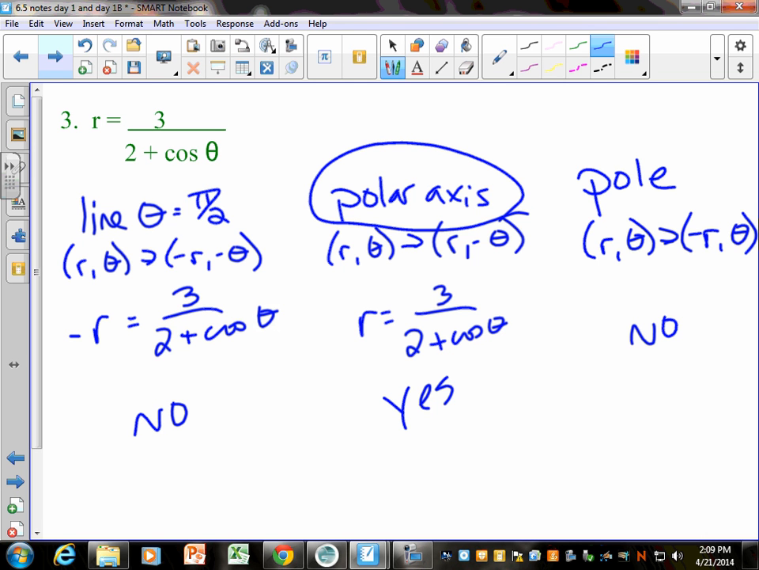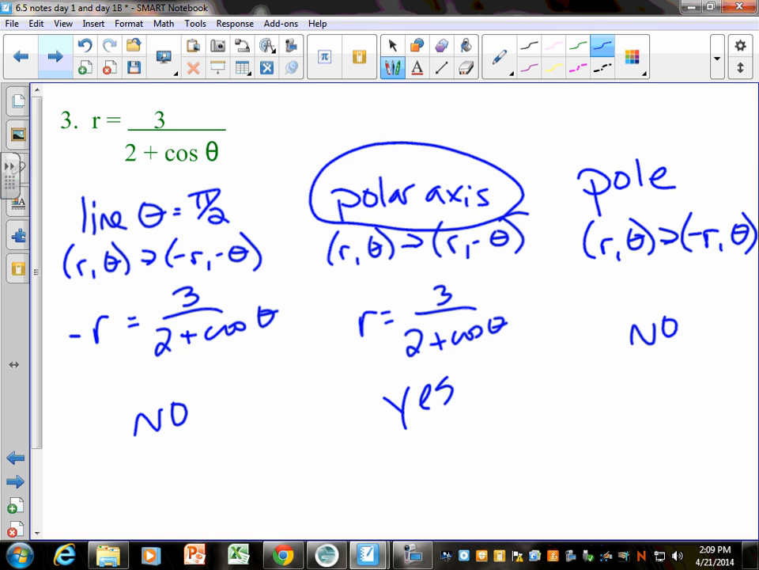Honestly, if I was given this on a test, I don't think I would have it memorized which one I was testing, and I would probably just make a graph and then look at the graph to test for symmetry, because to me, making the graph is easier than memorizing all that, which is why I don't make you stress too much about it. Okay, but it's just kind of a good thing to know. Some people like to graph, and some people don't.